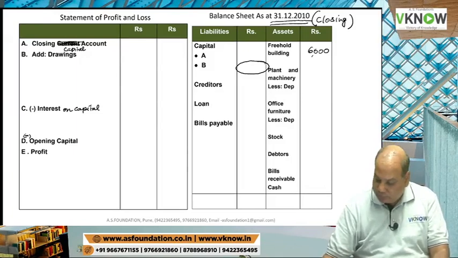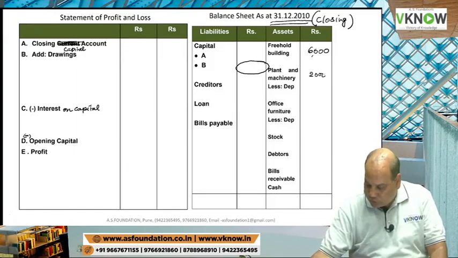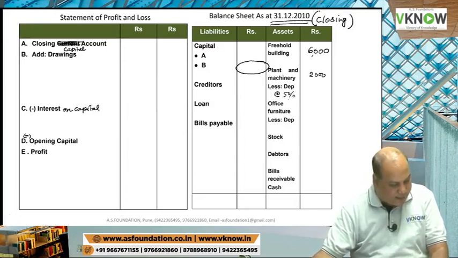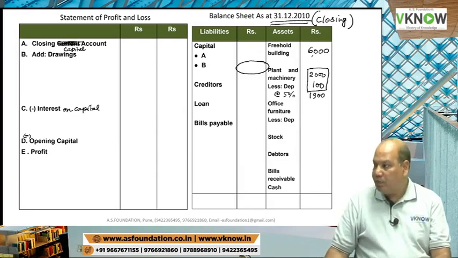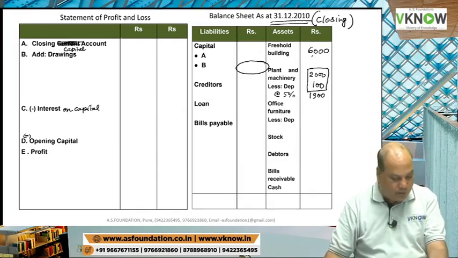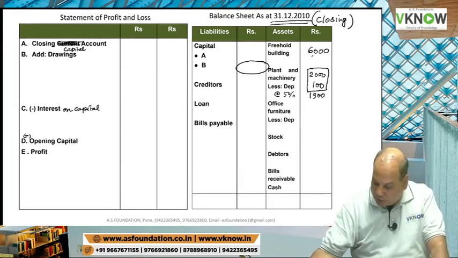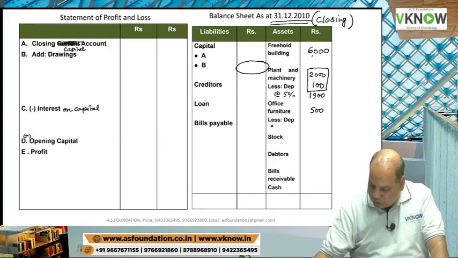Plant and machinery 2,000, less depreciation at the rate of 5%, that is 100 rupees. So balance of plant and machinery 1,900 rupees. Office furniture is 500 rupees, less depreciation at 10%, 50. Balance is 450.